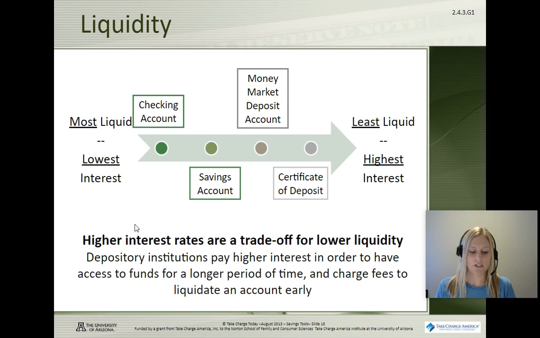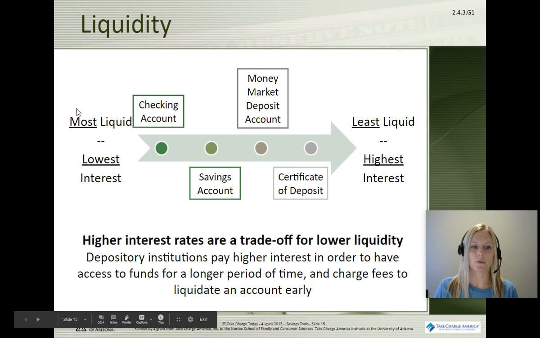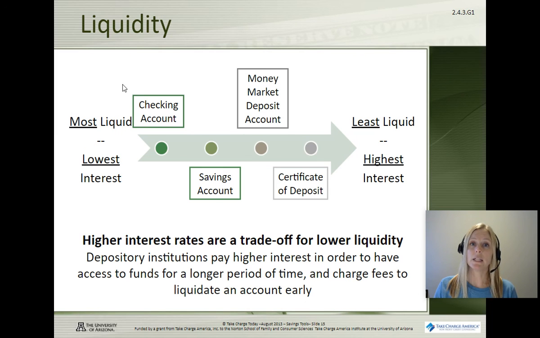The last question says, what does higher interest rates are a trade-off for lower liquidity mean? So we're looking at this example right here, and we can see that if I want something to be really liquid, very, very accessible, I'm going to get no interest or very low interest on that thing. If I want high interest, that's going to be something that I'm going to have to keep in the bank and not get access to that money very easily.